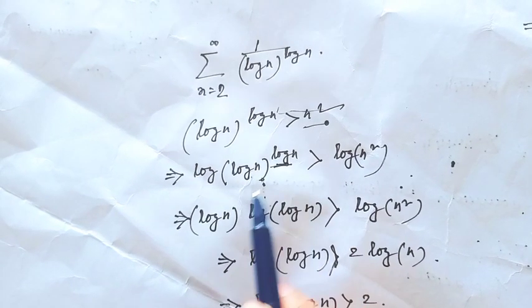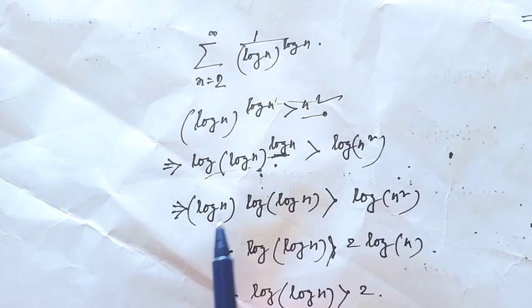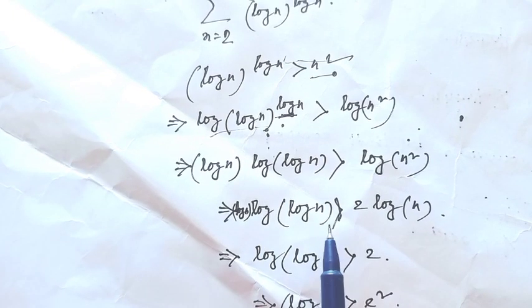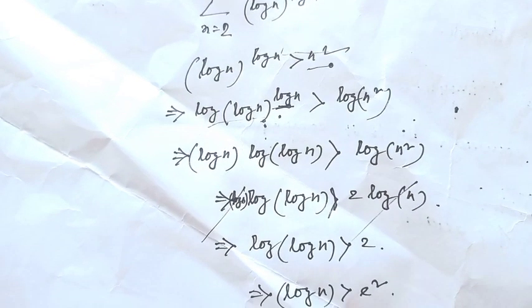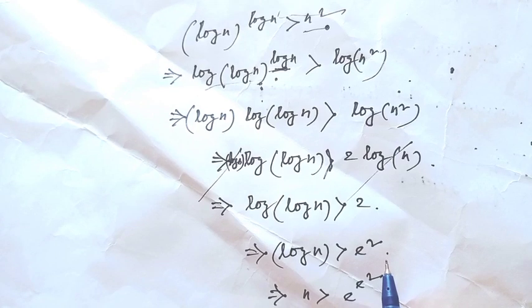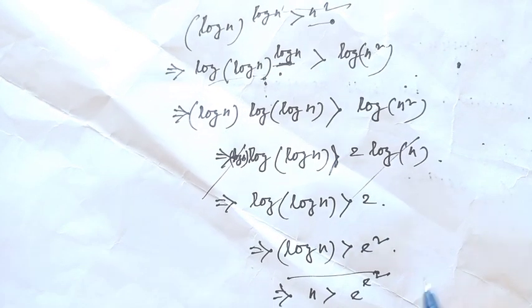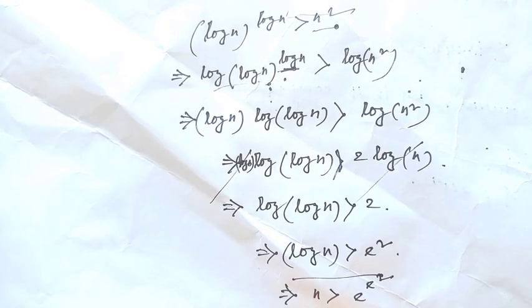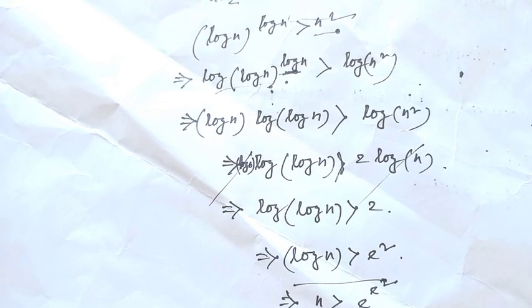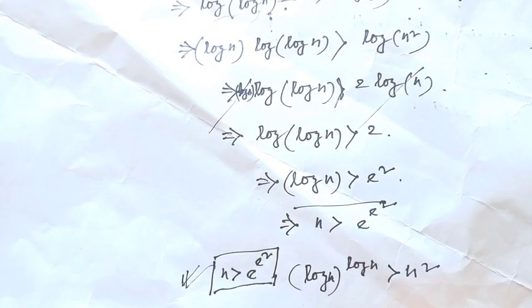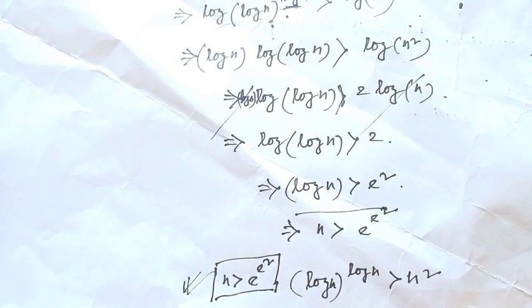From this line, log n times log n is greater than log n square, which is 2 log n. Now cancel log n on both sides, then log n is greater than 2. That implies n is greater than e square. And from this expression that implies n greater than e to the power e square. So for n greater than e to the power e square, our inequality (log n) to the power log n is always greater than n square. So for this n, 1 over (log n) to the power log n is less than 1 over n square.